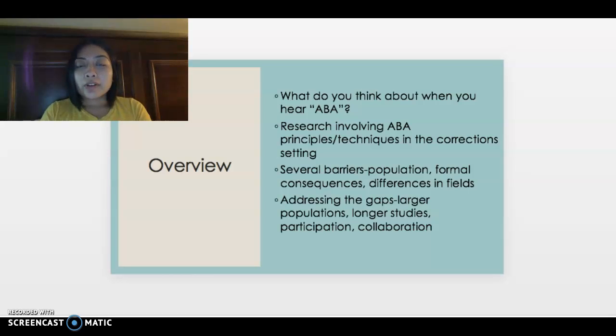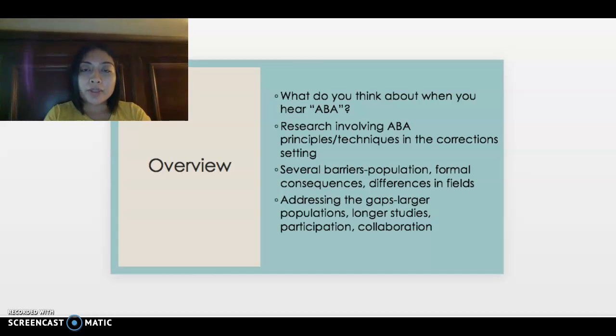So I will go over different past research involving ABA principles and techniques in the correction setting, the several barriers between ABA and the correction settings, including population, formal consequences, and differences in fields. I'll also address these gaps, so things that we can do to bridge these gaps can include having larger populations, longer studies, participation, and collaboration among the different fields.